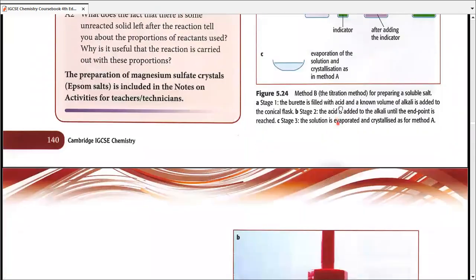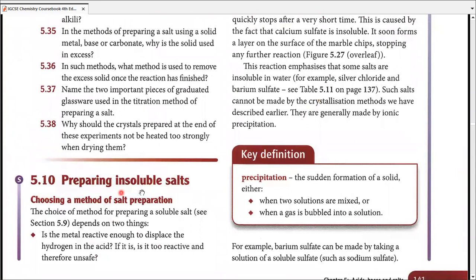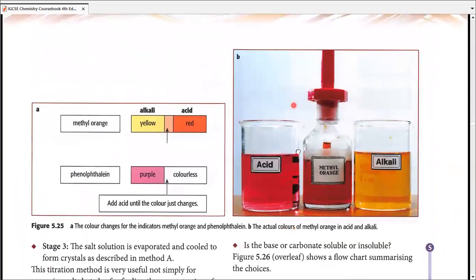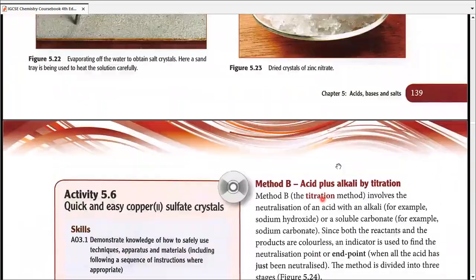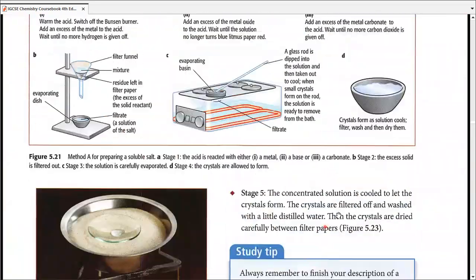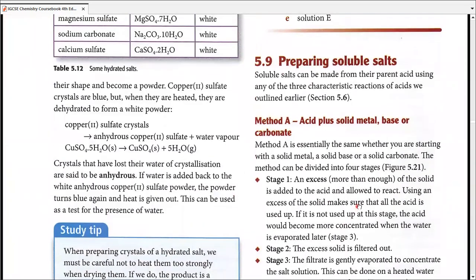After we are done with both methods A and B in detail, you'll see that 5.10 is about preparing insoluble salts. So we are supposed to prepare both kinds of salts, it's just that we're going to first start with preparing soluble salts. So let's come back to page number 138 and start with preparing soluble salts.